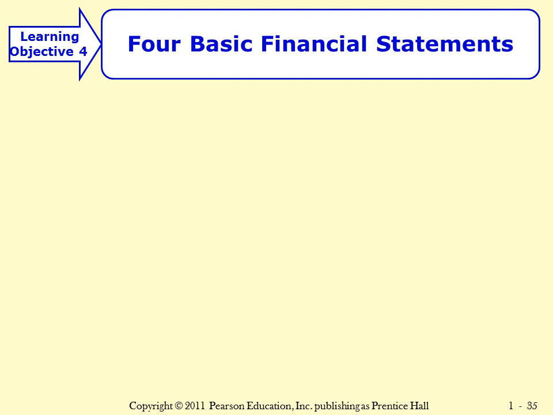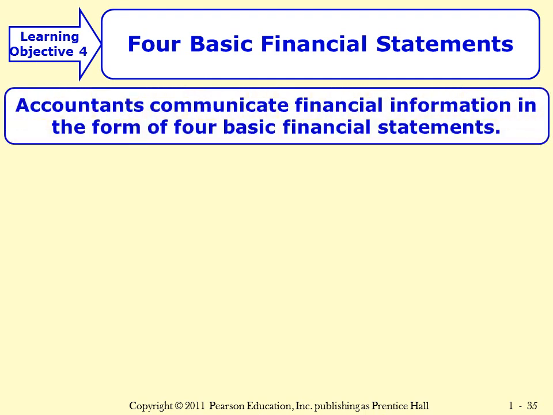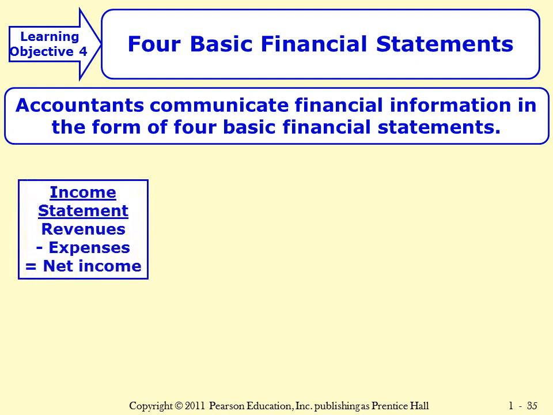That brings us to Objective 4, which discusses the 4 basic financial statements in further detail. The income statement is where you'll see revenues and expenses during the period that the statement is reporting. So these happen over time.